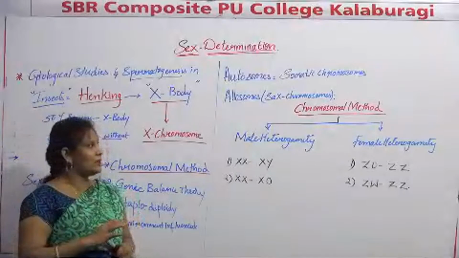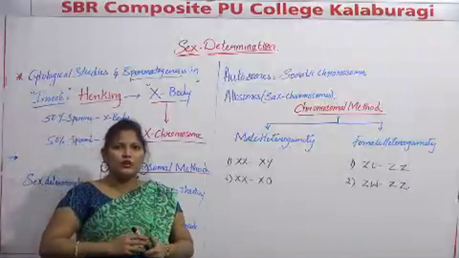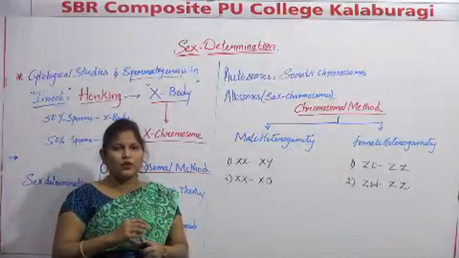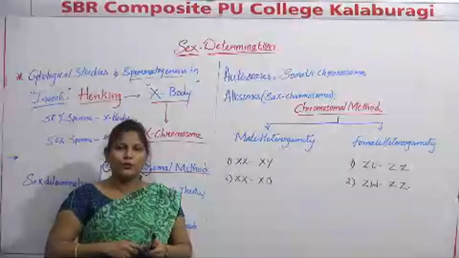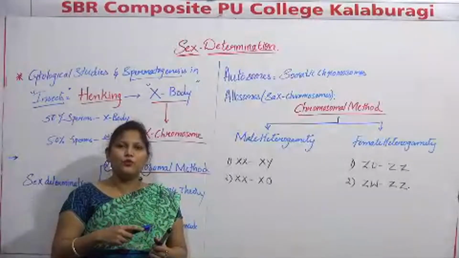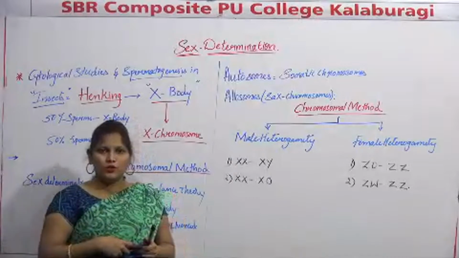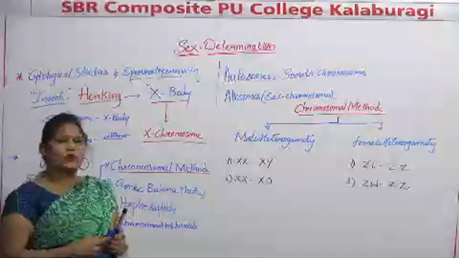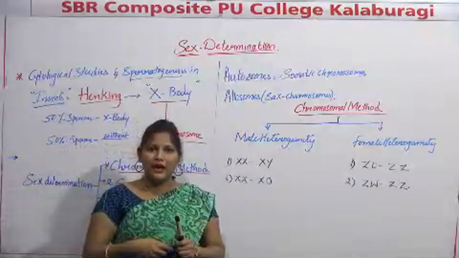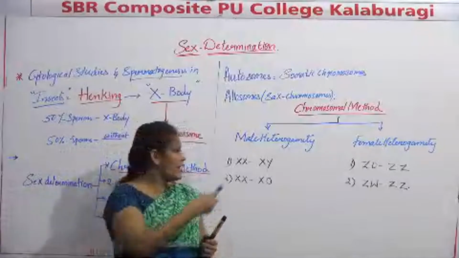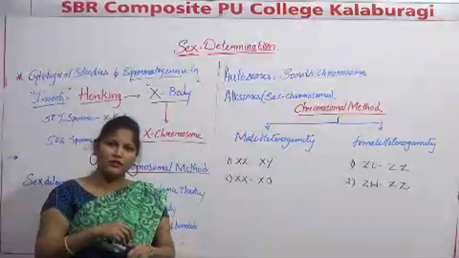Now there are two sets of chromosomes in any individual: allosomes and autosomes. The chromosomes other than the sex chromosomes are known as autosomes or somatic chromosomes, and the chromosomes involved in determining the sex of an individual are known as allosomes. The chromosomal method of sex determination is of two types, male heterogamety and female heterogamety. Where you will find these types, we shall see.